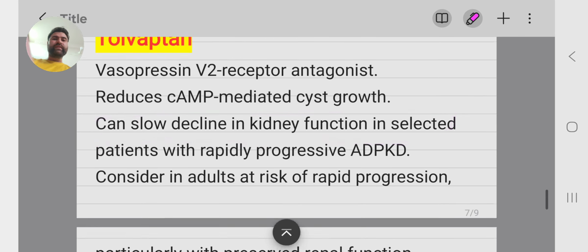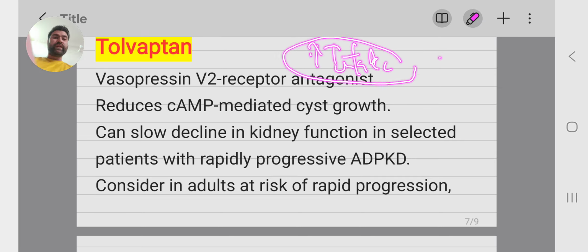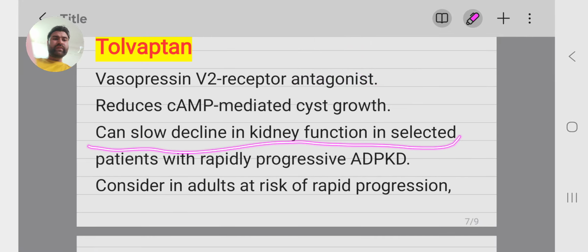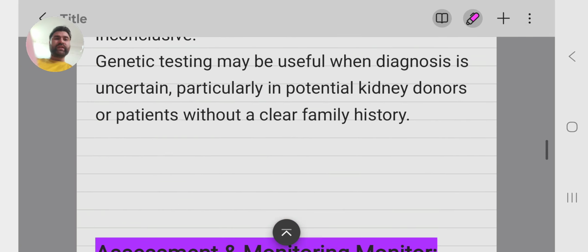If you cannot give this Tolvaptan, then ask the patient to increase the intake of water. This increased intake of water does the same to the vasopressin, therefore antagonizing the secretion of vasopressin, leading to slowing of the decline in kidney function and also of the growth of the cysts. So this is all about polycystic kidney disease.